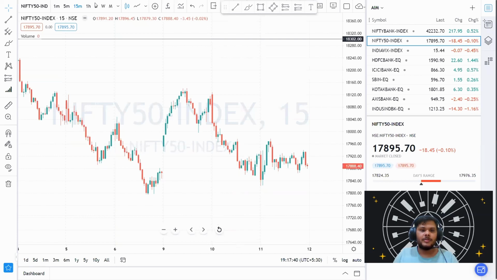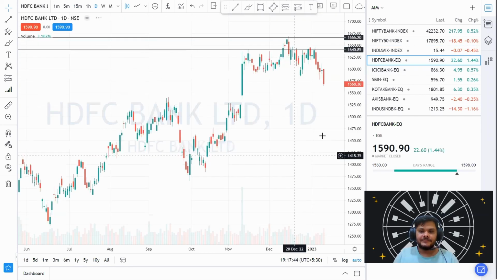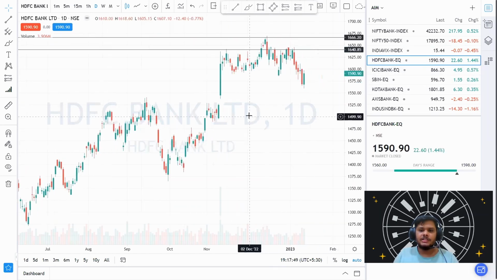And that's all about Bank Nifty and Nifty. Now let's look into Bank Nifty components. In Bank Nifty components, our first bank will be HDFC Bank, and in HDFC Bank you can clearly see that it opens gap flat and tries to close below the 1560 level, but it did not sustain there.